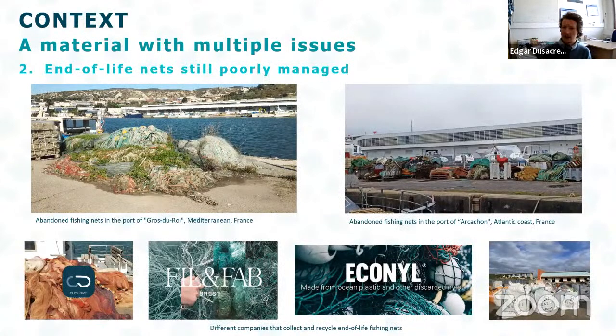The second issue of plastic material is that the end of life of nets and fishing gears is still poorly managed. Most of them are currently put in landfills or are incinerated. And we know that these two techniques of waste management are not really sustainable. However, some companies and some countries are also pushing for new techniques to develop the recycling of fishing nets.